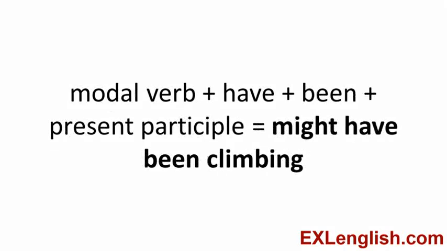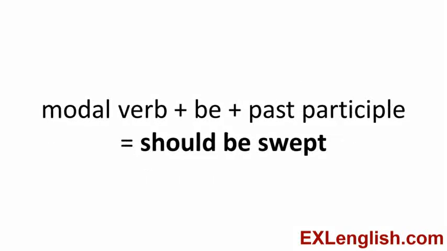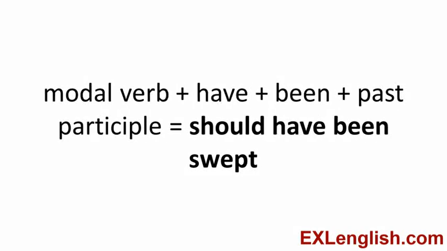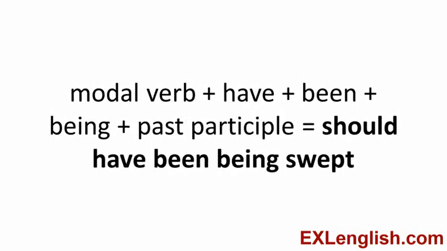Modal verb plus have plus been plus present participle equals might have been climbing. Modal verb plus be plus past participle equals should be swept. Modal plus be plus being plus past participle equals should be being swept. Modal verb plus have plus been plus past participle equals should have been swept. Modal verb plus have plus been plus being plus past participle equals should have been being swept.